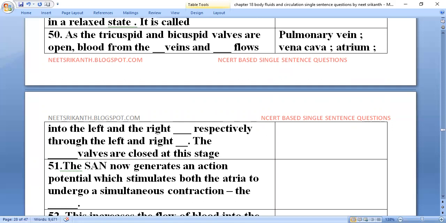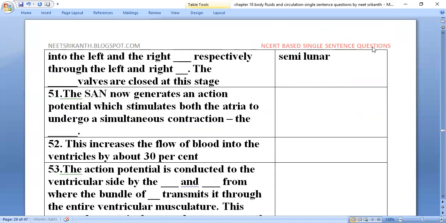The semilunar valves are closed at this stage. The sinoatrial node now generates the action potential, which stimulates both the atria to undergo a simultaneous contraction. We call it atrial systole. This increases the flow of blood into the ventricles by about 30%.